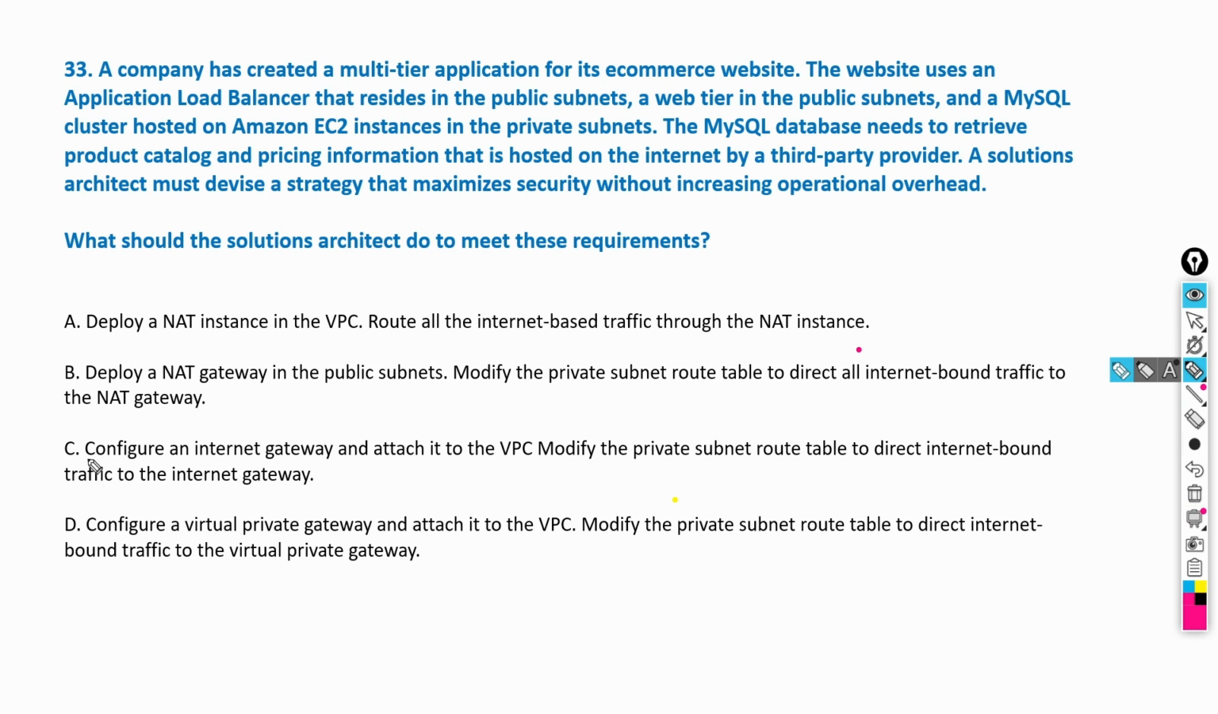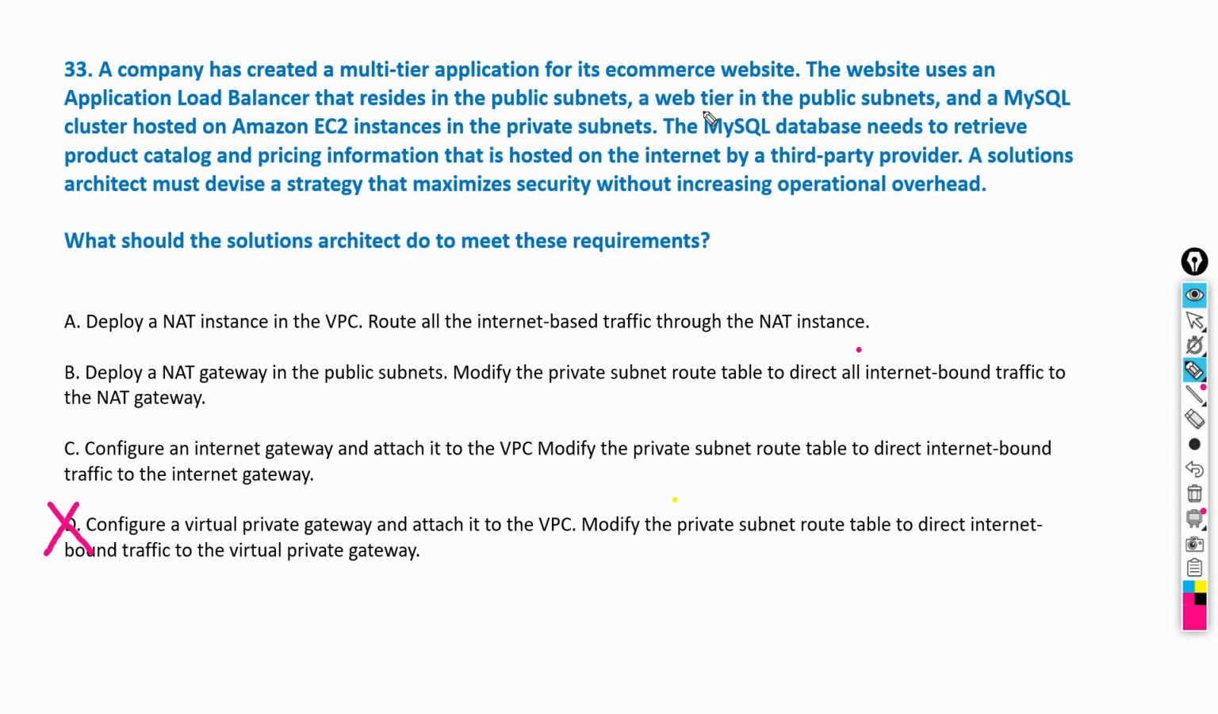So let's see other options also. Option C, configure the internet gateway and attach it to VPC, modify the private subnet route table to direct internet bound traffic to the internet gateway. Okay, this is a little confusing, but we use an internet gateway along with a NAT gateway. I'll explain shortly. Let's see the last option, option D: configure the virtual private gateway. Okay, this is not needed, because a virtual private gateway is mostly used in Direct Connect.